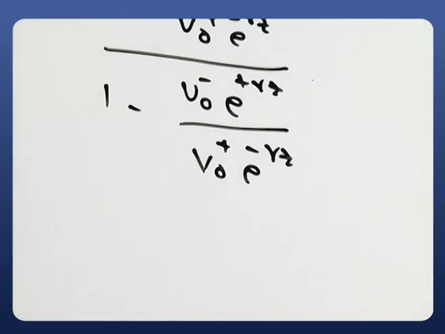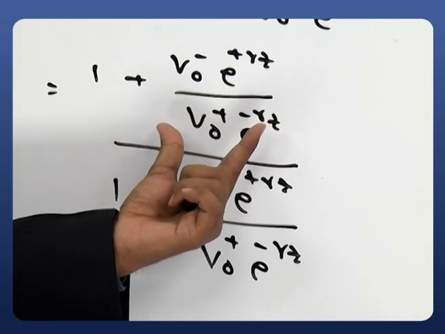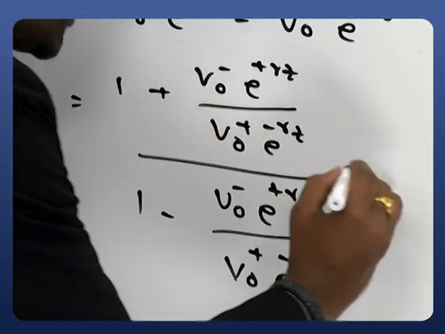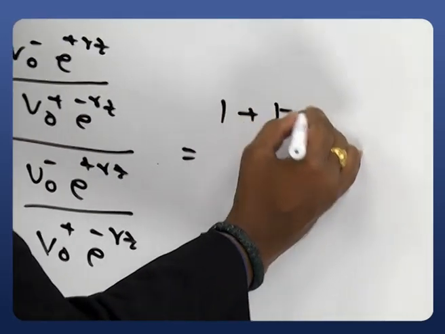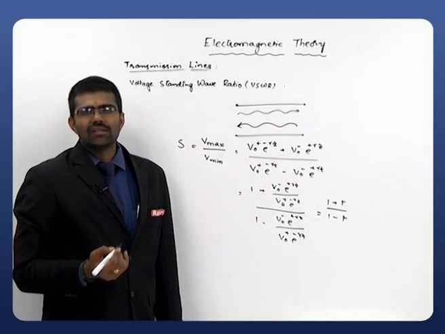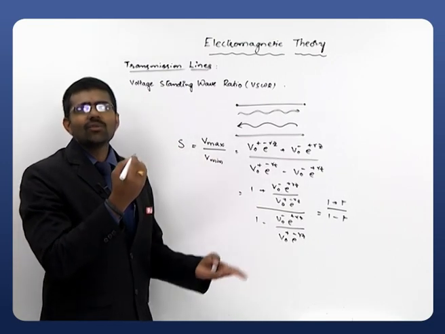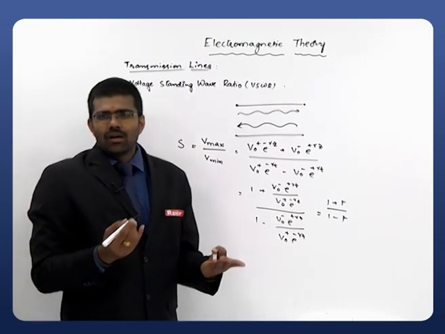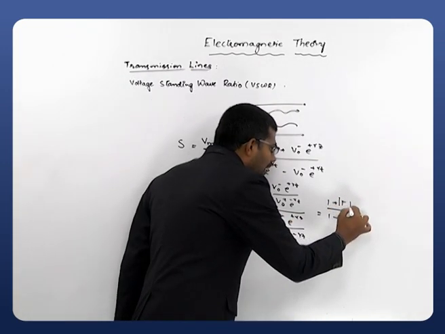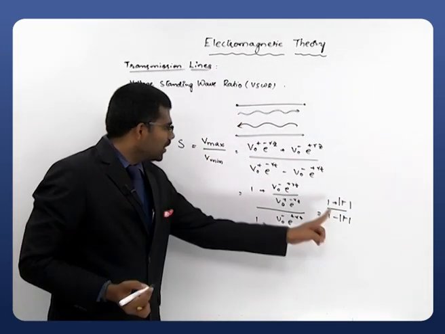Now observe this particular term. This term is nothing but your reflection coefficient. So this entire term can be replaced with the reflection coefficient, that is, S equals 1 plus gamma divided by 1 minus gamma. Here we are intended to observe the magnitude of S. How much standing wave is there? We don't require any complex quantities. That's why I will consider the magnitude of gamma. Right? This is the relation between standing wave ratio and gamma.